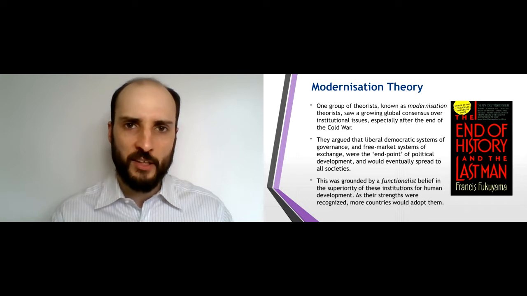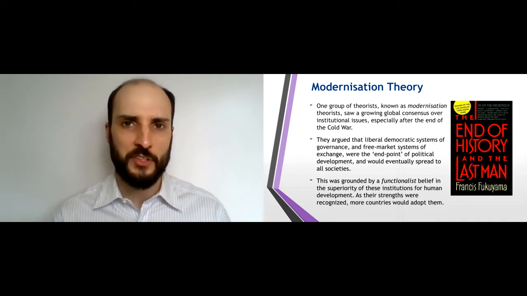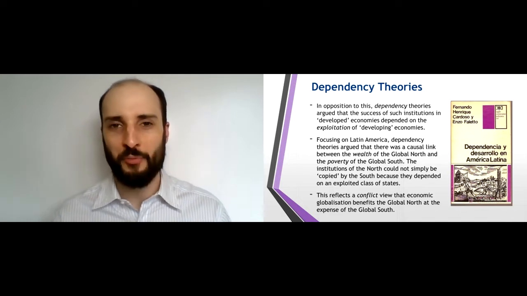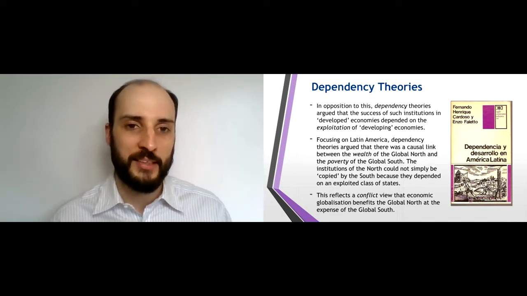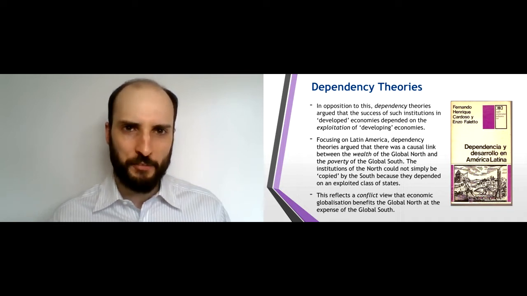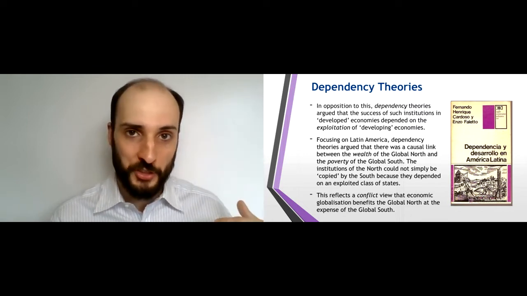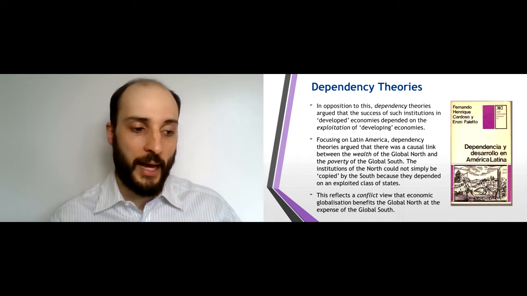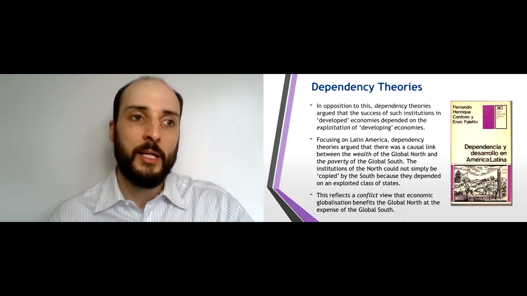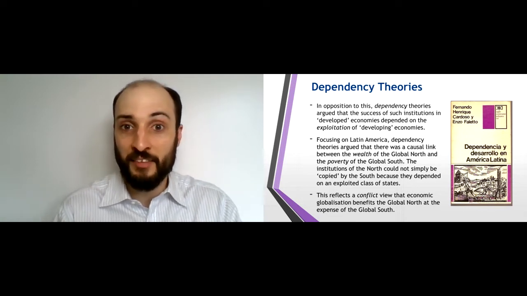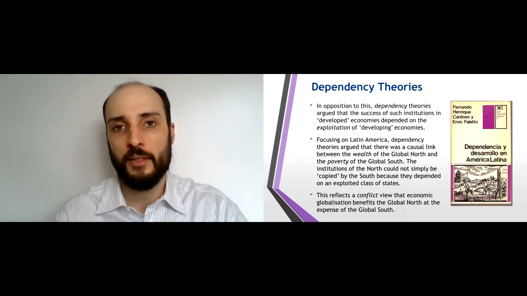And in opposition to this kind of idea was this group of theories known as dependency theories. And they presented a very opposite view of why things like economic globalization were developing. Dependency theories fundamentally oppose the idea that countries in the global south needed to adopt these kind of Western institutions in order to have higher standards of development. Because for them, these institutions fundamentally were linked with the underdevelopment of the global south.